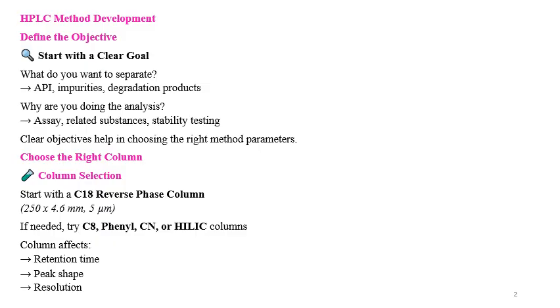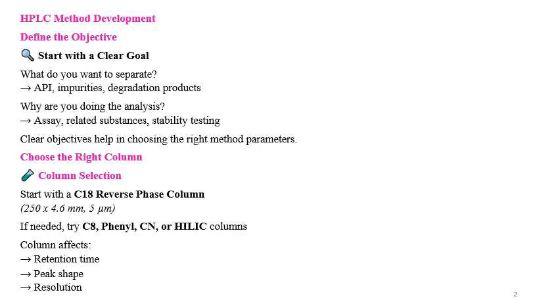First it starts with the selection of the column, that is called the HPLC column, and columns can be of different types, but in the starting the C18 column can be used. So method development can be started using a C18 reverse phase column, and if needed other columns can be tried, like C8, phenyl, CN and HILIC columns.